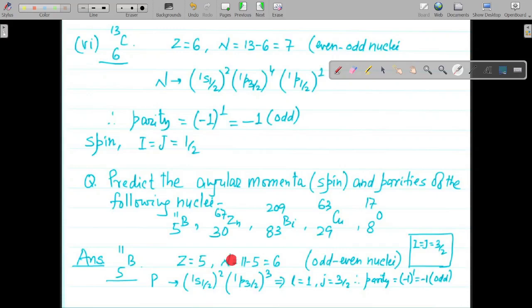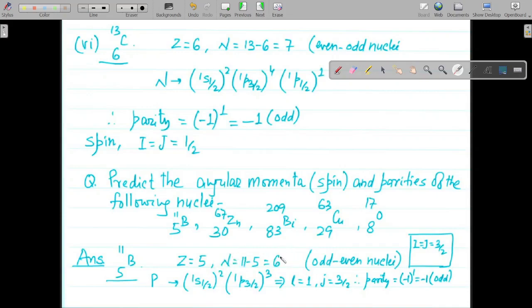So Z equal to 5, N equal to 11 minus 5, that is equal to 6. So it is an odd-even nucleus. The number of protons is odd and the number of neutrons is even. So you can write with respect to proton. No need to write with respect to neutron, because the number of neutrons is even, so all of them will be paired up, and there is no contribution in spin.